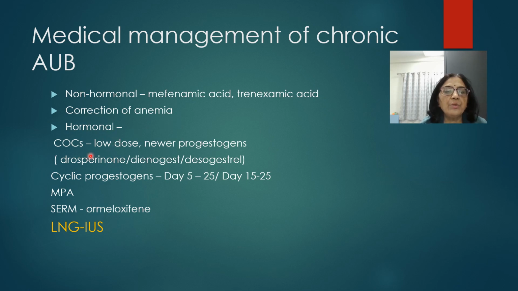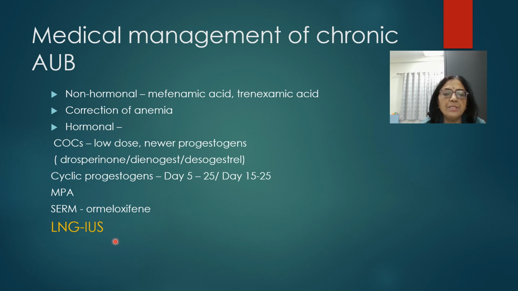Hormonal treatment is combined oral contraceptive pills, low dose, with newer progestogens such as drospirenone, dienogest, or desogestrel. Cyclic progestogens can be given such as medroxyprogesterone acetate. It can be started on day 5 and given up to day 25-26, or for the last 10 days of the cycle, either of these two. Ormeloxifene is a selective estrogen receptor modulator which is tried, and it also sometimes helps in the correction of anemia and control of heavy menstrual bleeding for 6 months to 1 year.